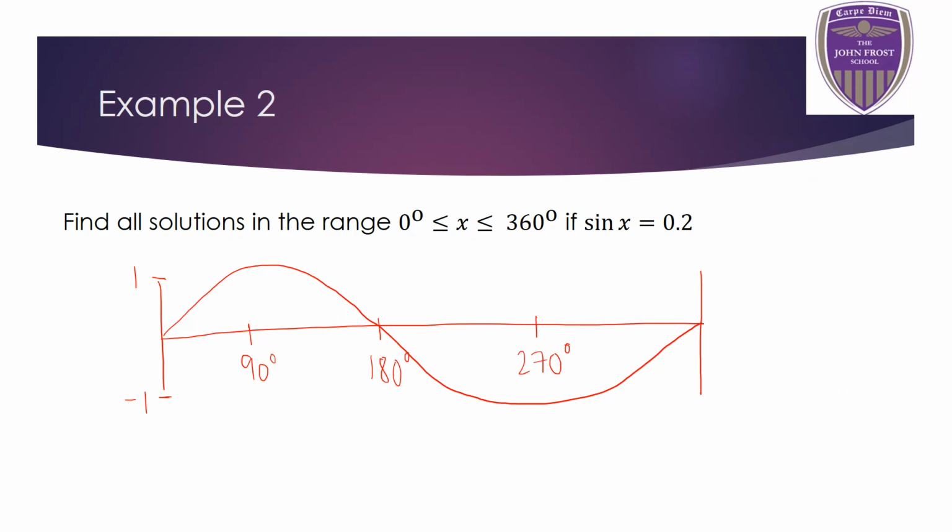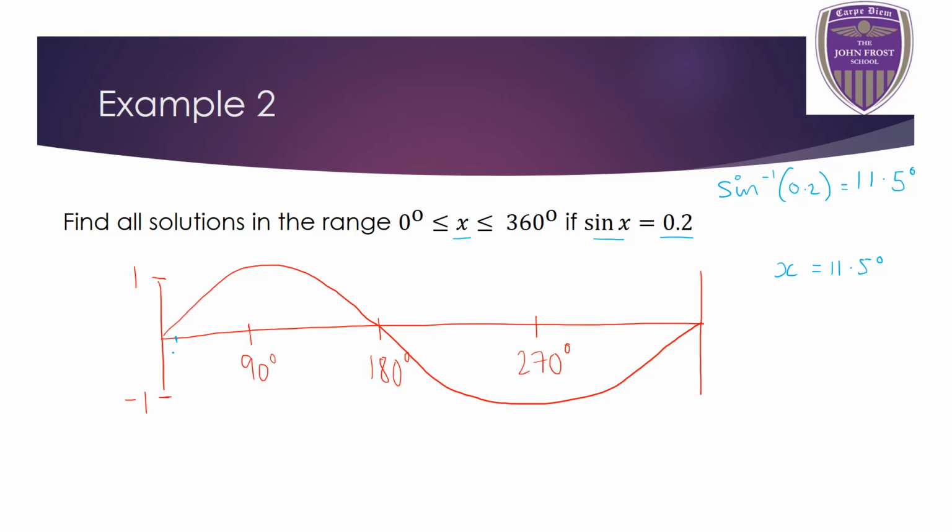Example 2, so copy the sketch down again. Same sort of thing: we want x in that range and sine x is 0.2. Step 1, sine to the -1 of 0.2 into your calculator, so shift sine 0.2, close the bracket. This one comes out as a longer decimal, so I'm just going to round it to 1 decimal place, which is 11.5 degrees. That's the first solution, because it's between 0 and 360.